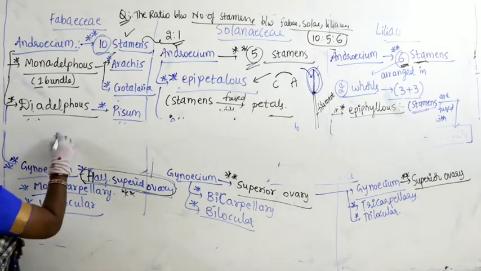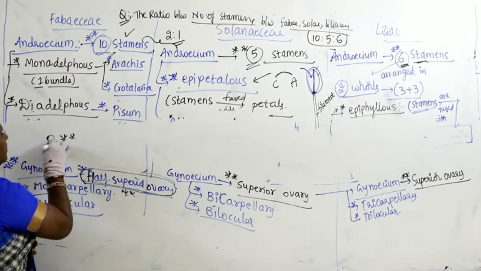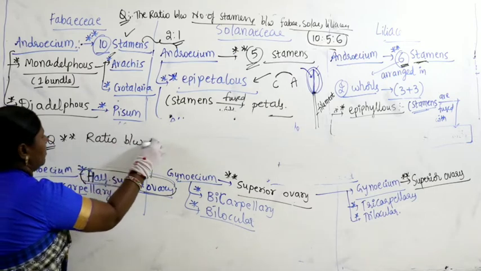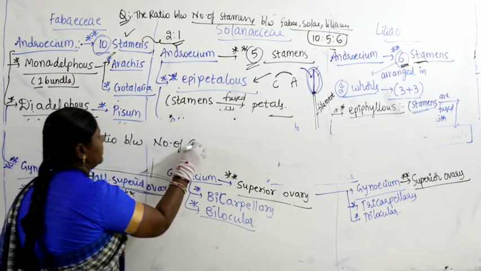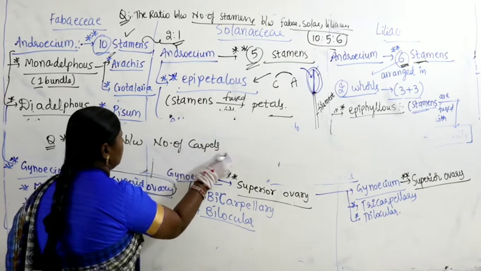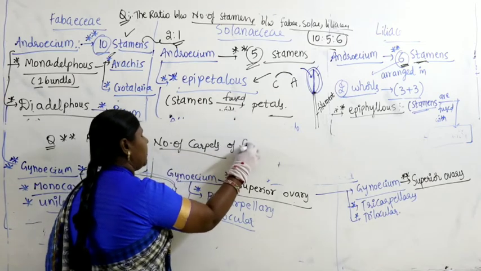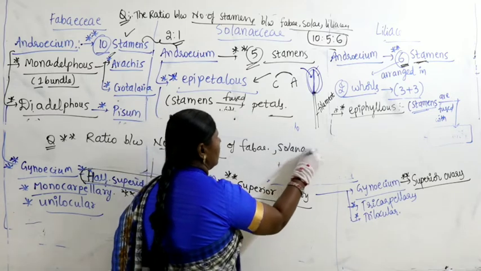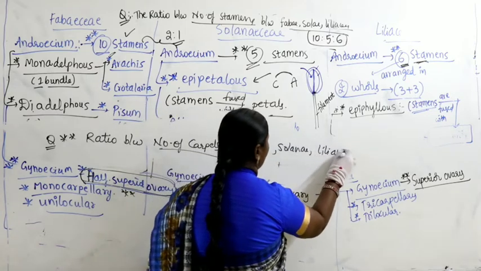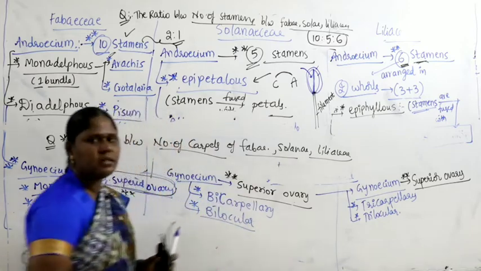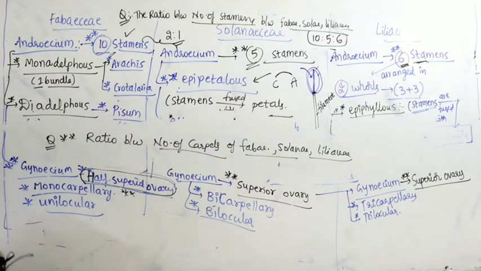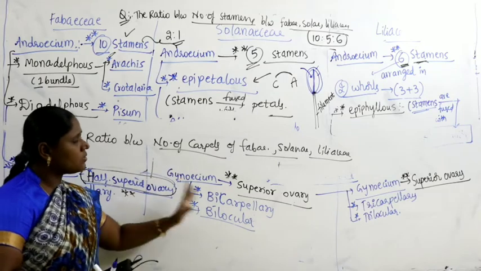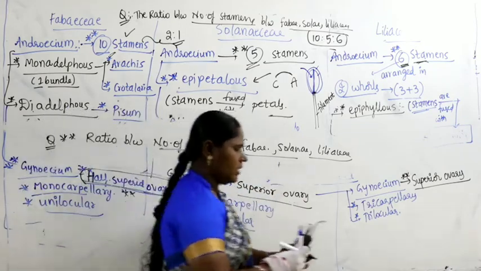Suppose it's a ratio, if at all the question is about the ratio between the number of carpels of Fabaceae, Solanaceae and Liliaceae. Right guys, then what could be the option? Fabaceae is 1 carpel, Solanaceae is 2 carpels, Liliaceae is 3 carpels.